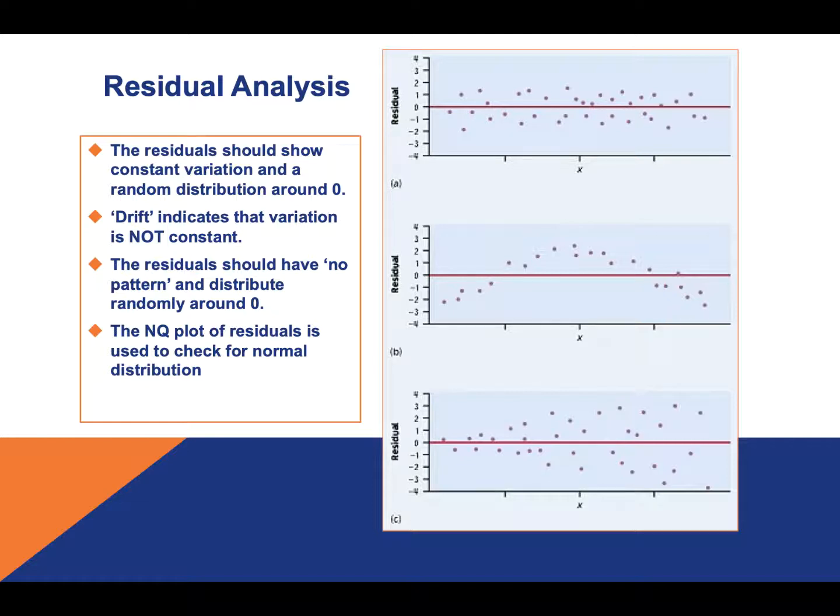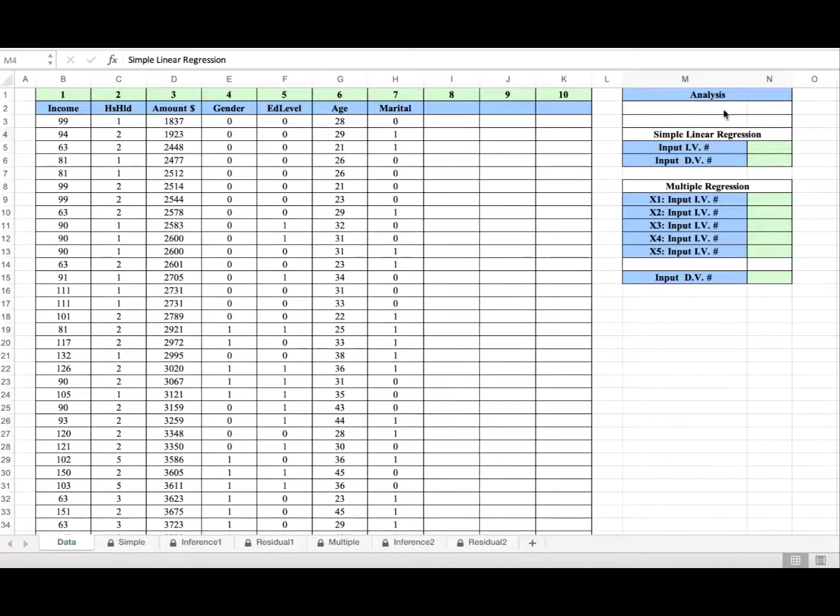Drift indicates that the variation in our residuals is not constant, like we see in the bottom plot. We can see that the residuals systematically increase as the value for x increases. In the middle, we see a clear pattern on our residual plot. We should see no pattern with a random distribution around 0. Remember, our NQ plot of the residuals may be used to check for the normal distribution of residuals, also a required assumption. Let's go to our Excel tool now to practice using our simple linear regression tool.